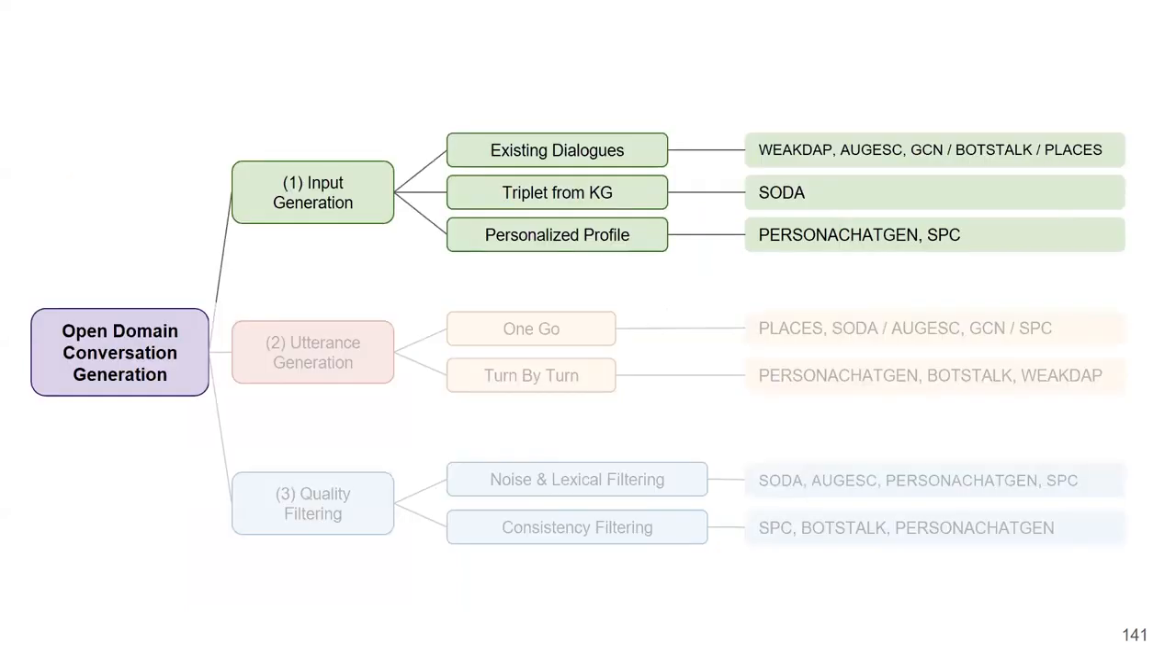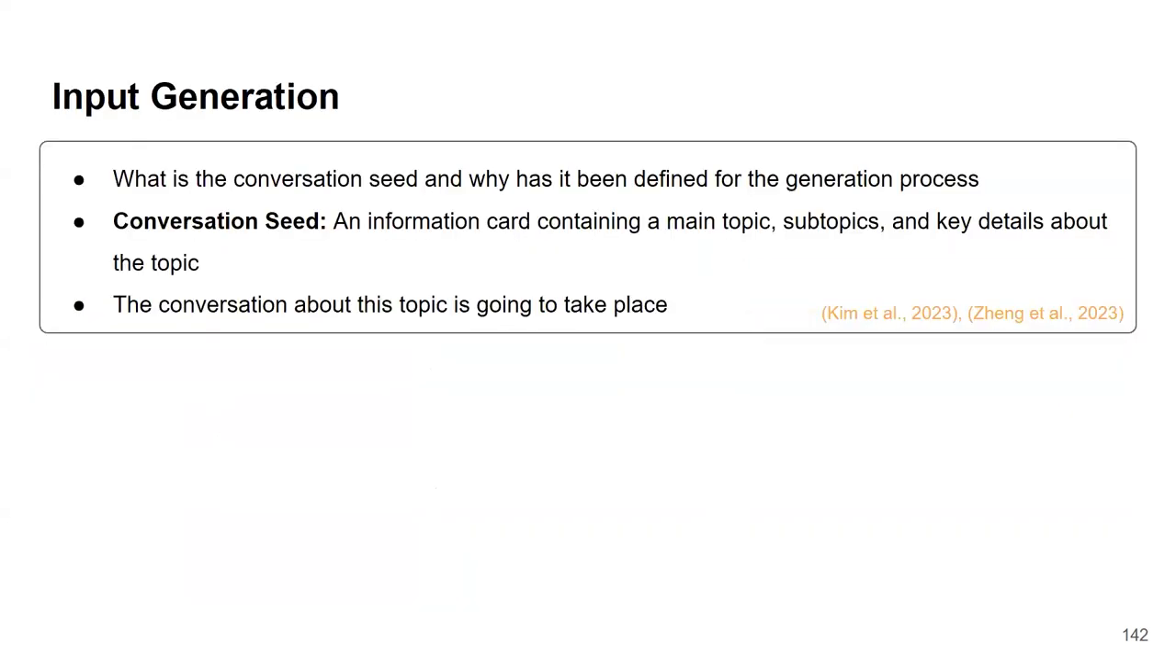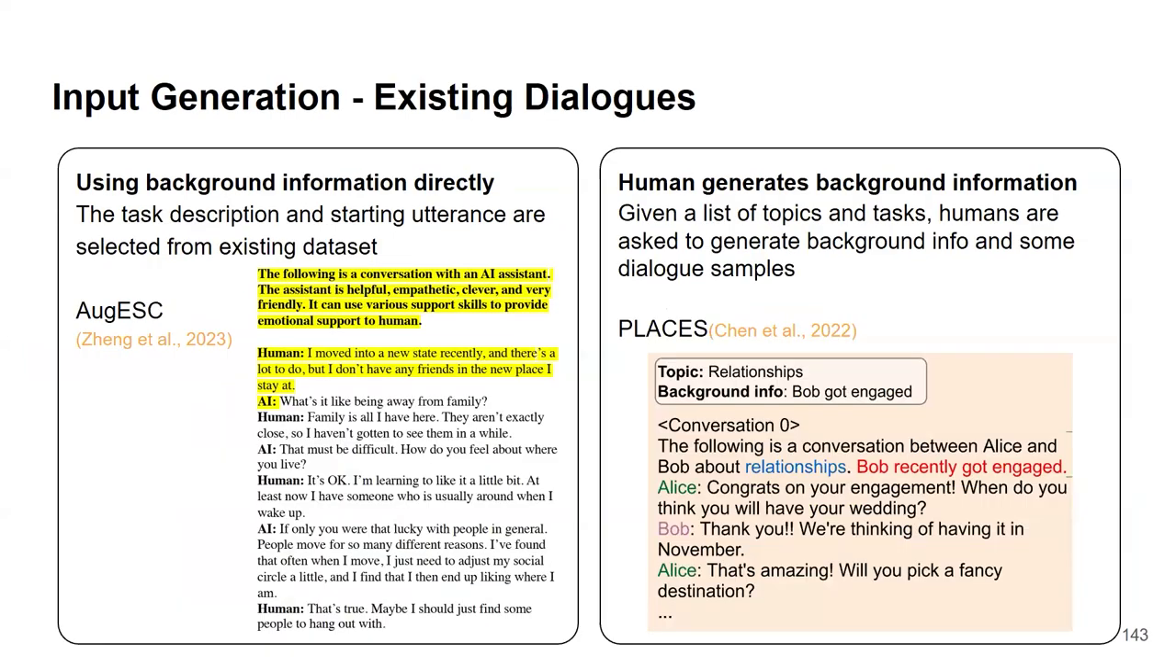Again, we first talk about the input generation. As we mentioned, the conversation seed just contains the topic, but how can we define this topic? The first way is to use conversation data. Each crowdsourced conversation data mainly contains background information. So we can use this background information as the starting point for generating the synthetic data. And we can also ask humans to generate this background information given a list of topics.